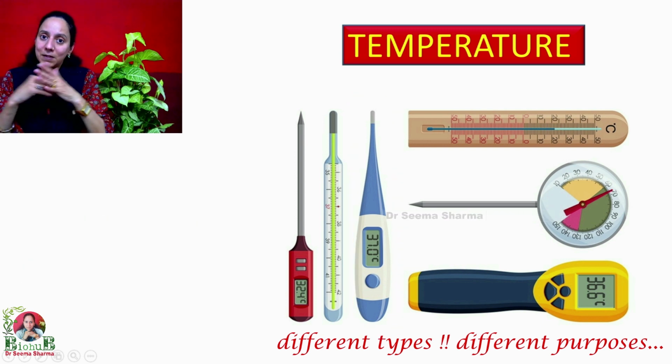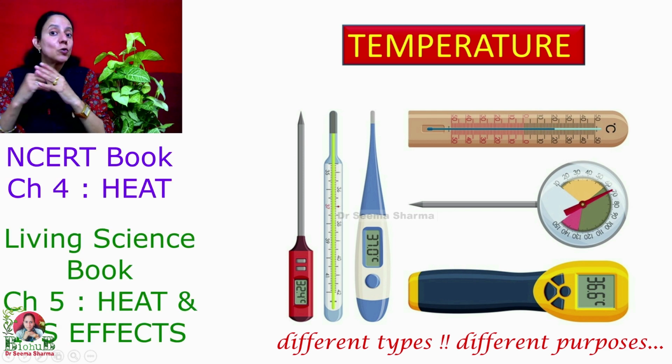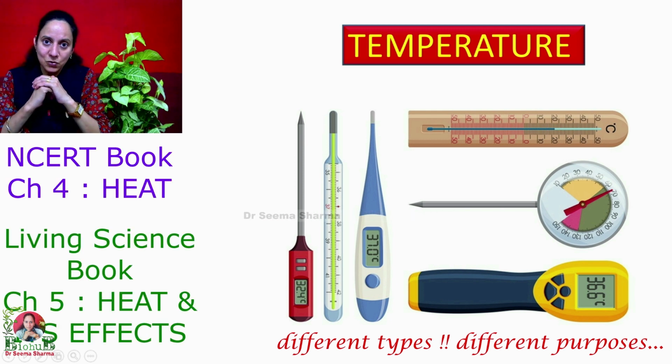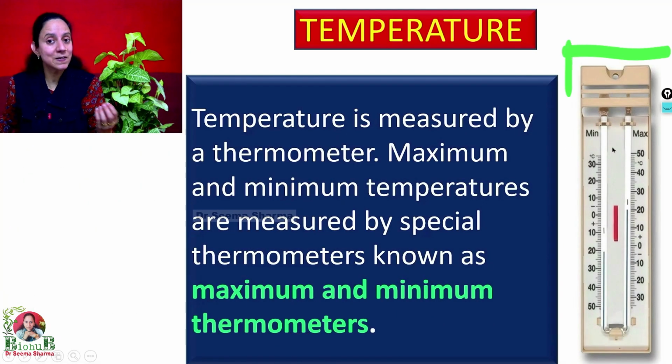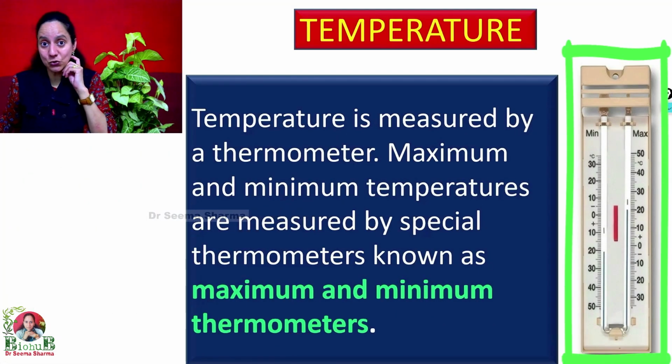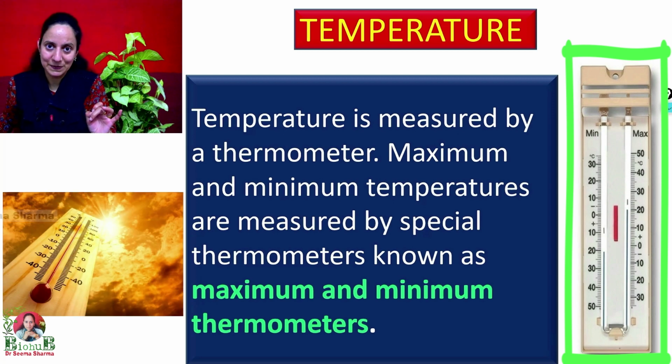Besides this, in class 7 physics there is one chapter in which you will come to know about different types of thermometers and their uses. This picture is of a special thermometer which is used to measure atmospheric temperature, and these thermometers are known as maximum and minimum thermometers.